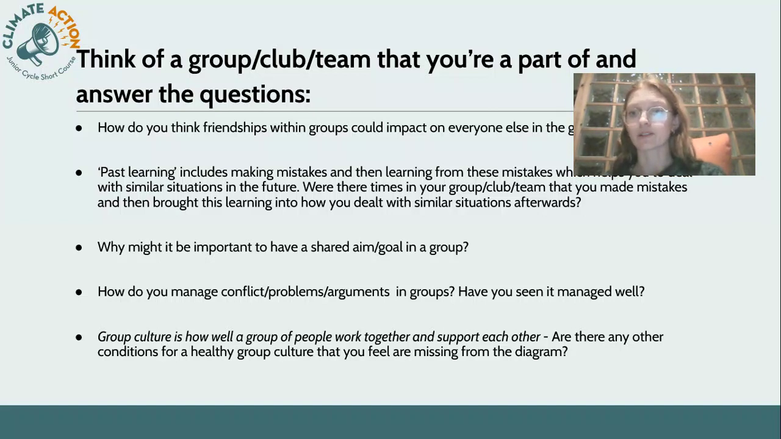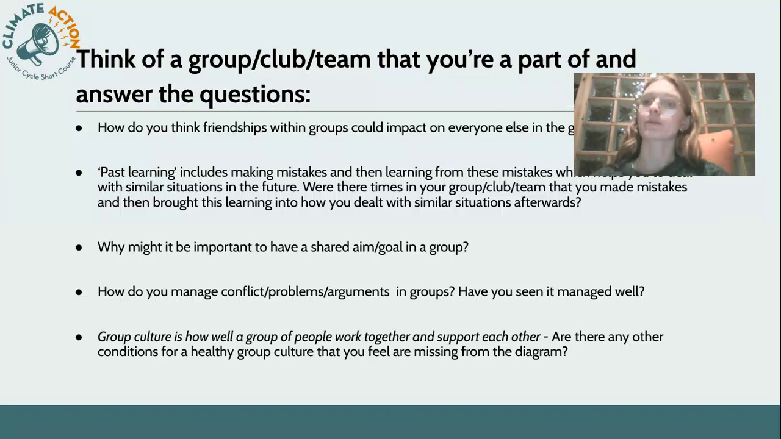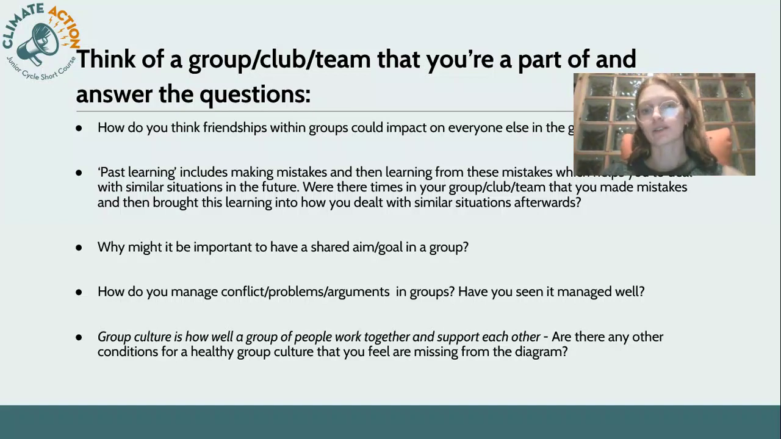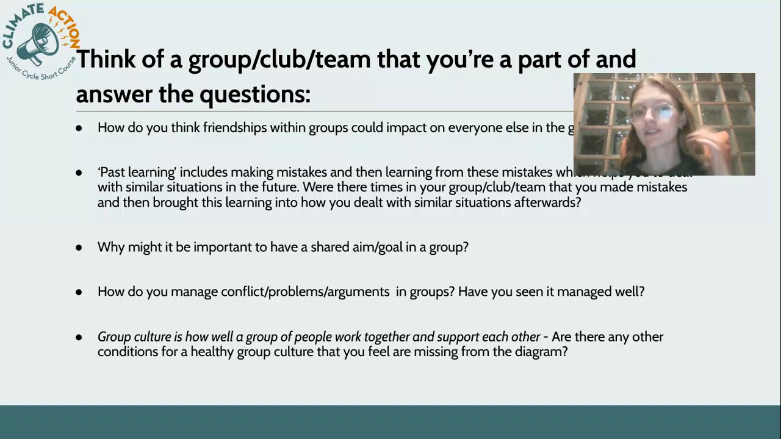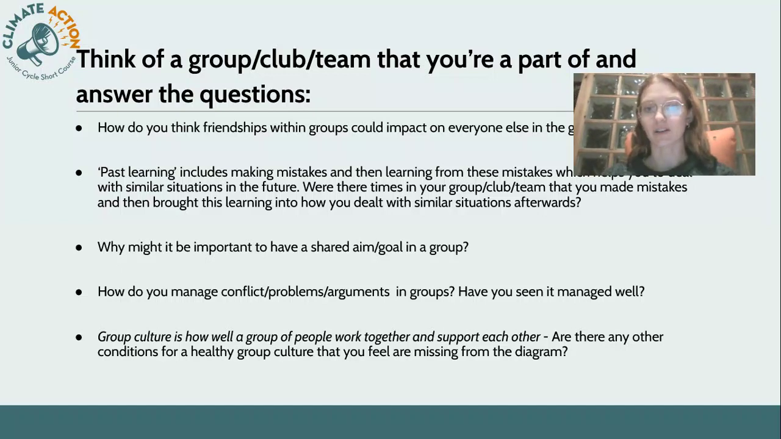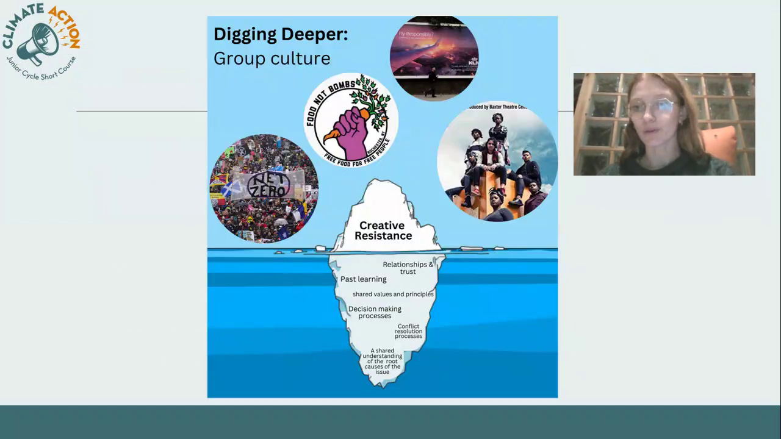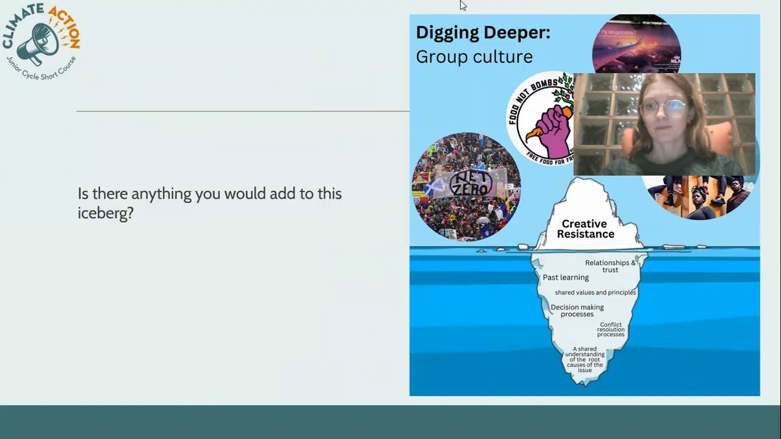In order to be able to do that, we need to listen to our coach. We also need to communicate well together. I was in a club in the past, and we didn't communicate well, so now I'm in this club and I'm trying to listen more to my teammates, things like that. Again, questions around conflict. And then what you're going to say is, are there any conditions for a healthy group culture that you feel are missing from the diagram? So you might want to go back to this diagram and make your own iceberg, given what your students are coming up with. So is there anything that you would add to this iceberg?